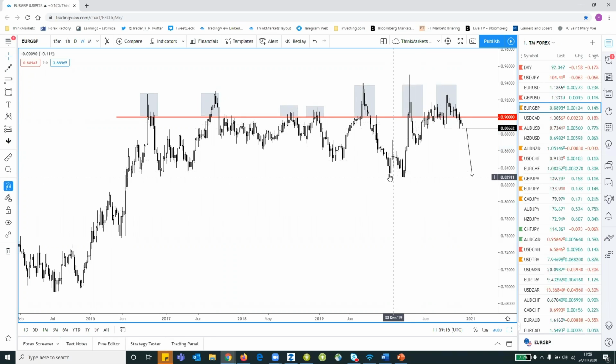Shall we move on to the next currency pairs? Let's talk about something quite different.